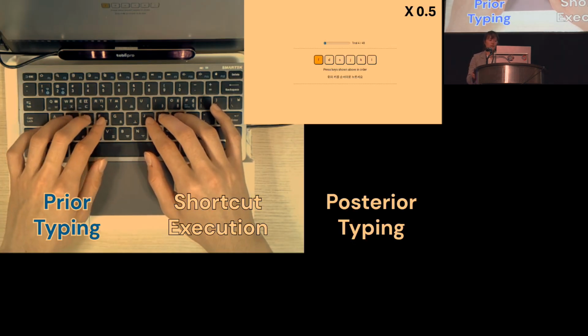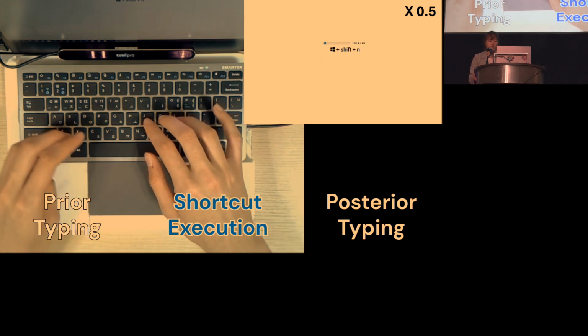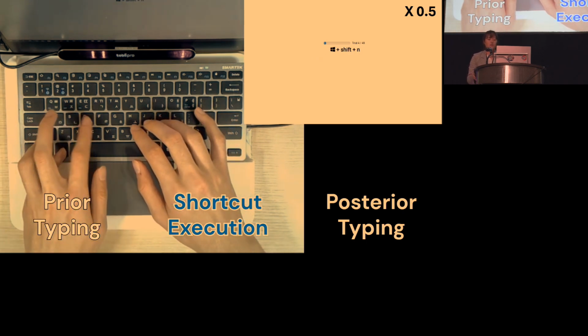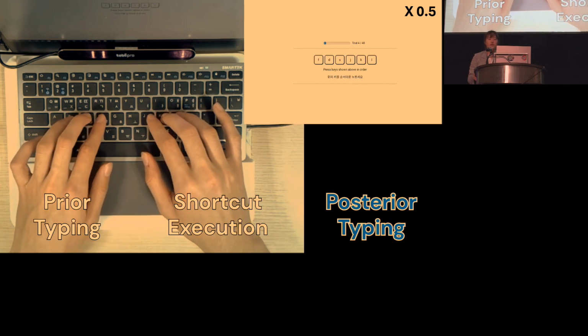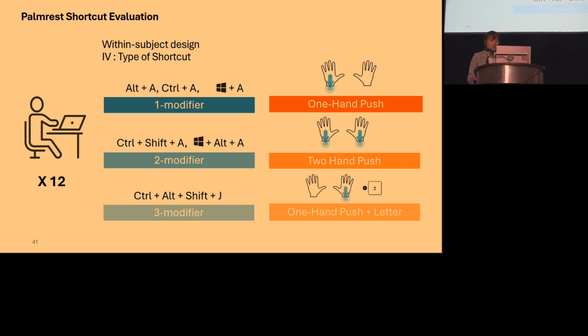Participants first type 6 letter keys in the central row of the keyboard and then execute the target shortcut. Lastly, they repeated typing the same 6 letter keys again. So we recruited 12 participants, and the experiments utilized a within subject design. We compared 3 types of Palmrest shortcuts with 3 types of keyboard shortcuts.